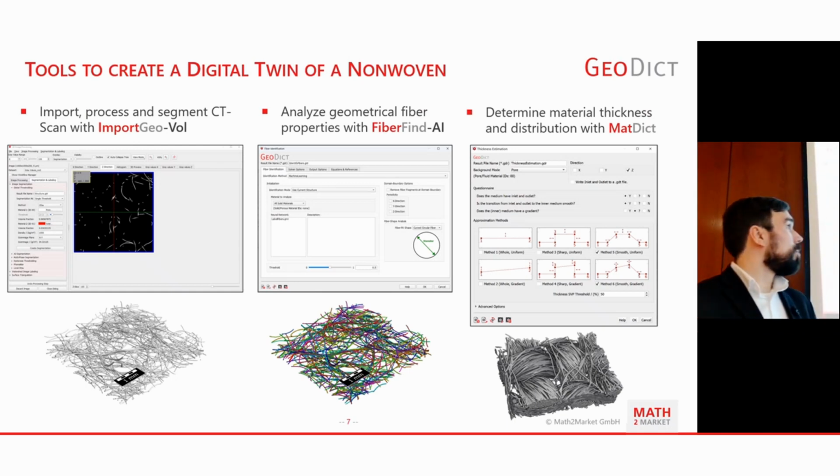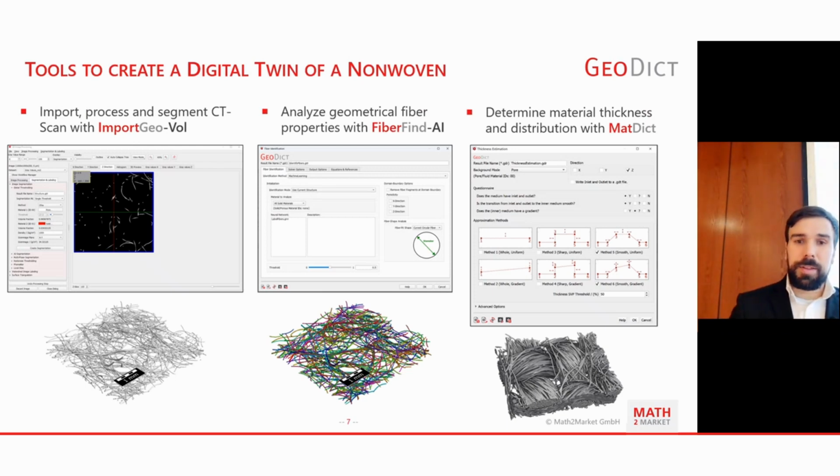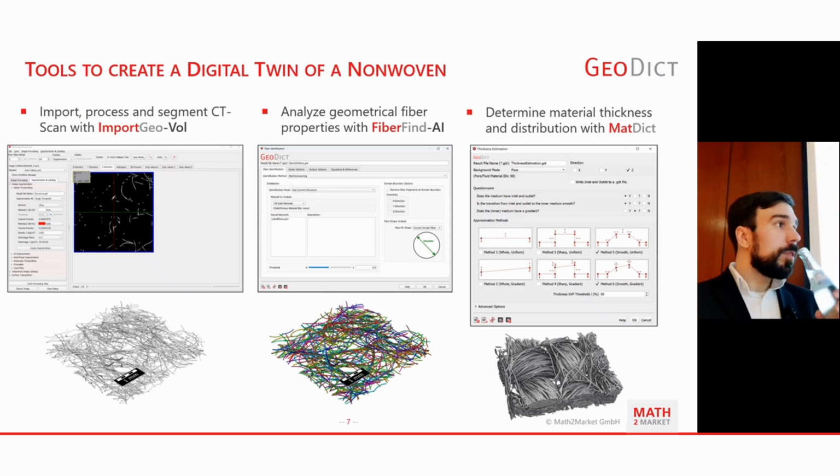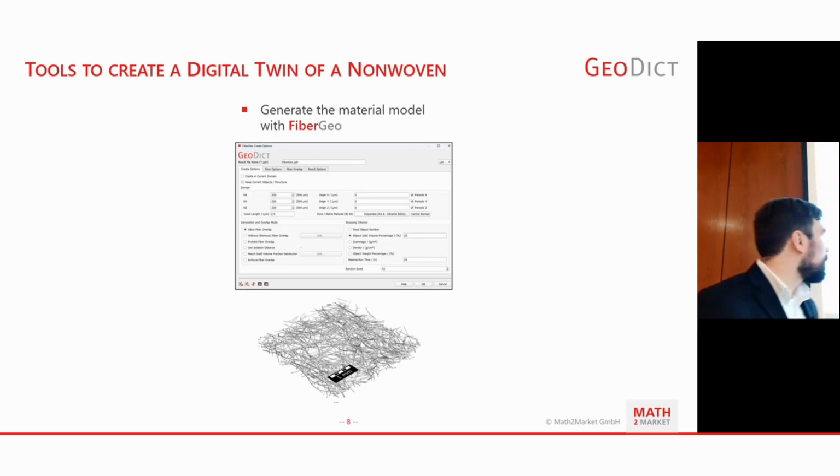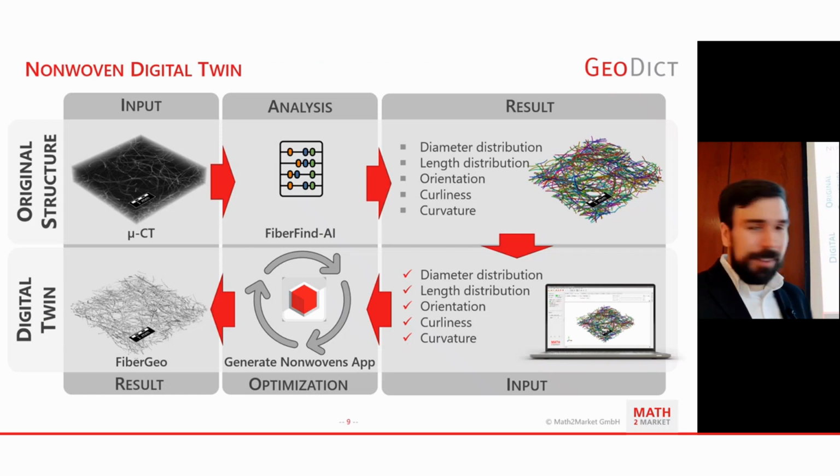Usually MatDict is very useful to get, for example, porosities, and for these sheet-like non-woven materials, to estimate the density distribution through the Z direction and estimate the thickness of the material. All these modules give us the properties of our material. And then, of course, we finally also need FiberGeo to create our model, because without that, it wouldn't be so fun.